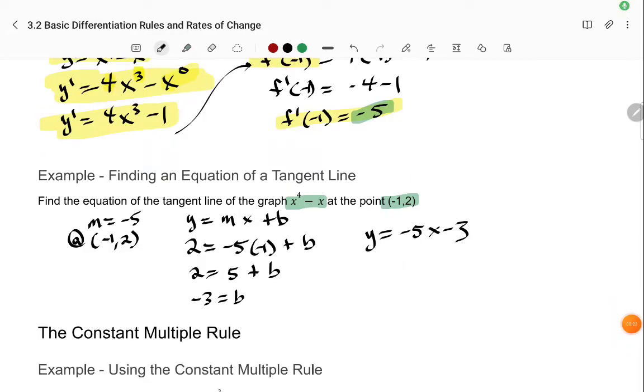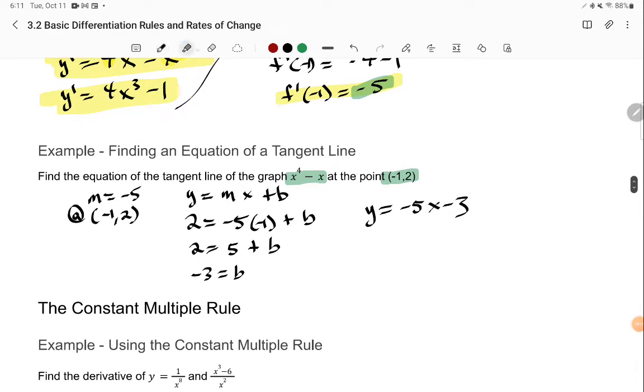So like I said, we did most of the work up above, so we're going to just start right here where we have the slope of -5, and there's our point. Plug it into y equals mx plus b. We know what our y is, what our x is, what our slope is, and we get b is -3. So our final equation should be y equals -5x minus 3.